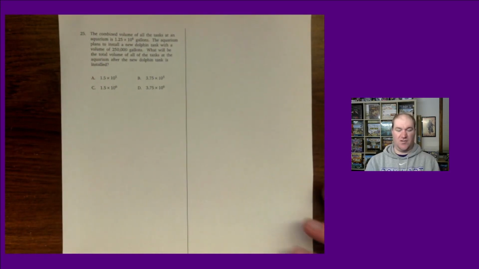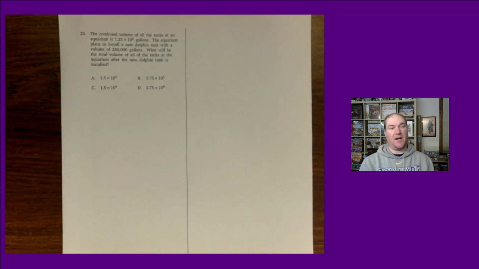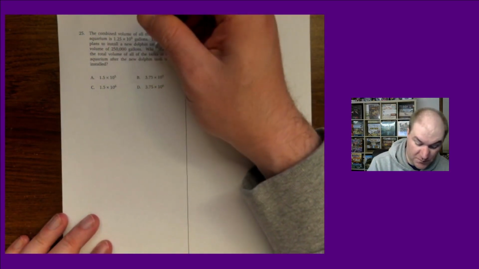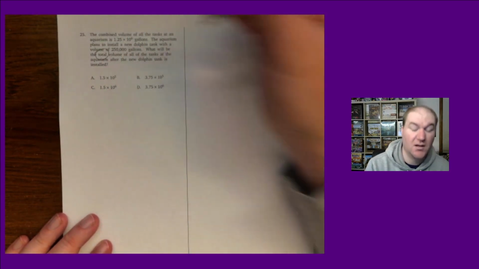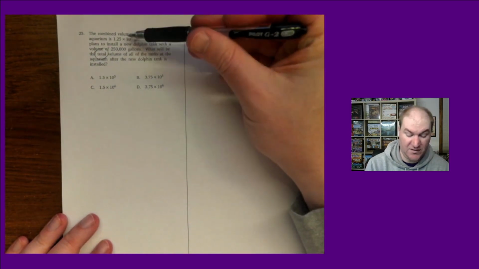And the last question here, it's a lot of wasted paper. Number 25, the combined volume of all the tanks at an aquarium is 1.25 times 10 to the 6 gallons. The aquarium plans to install a new dolphin tank with a volume of 250,000 gallons. What will be the total volume of all the tanks at the aquarium after the new dolphin tank is installed? Total means add. So we just need to add these two numbers.